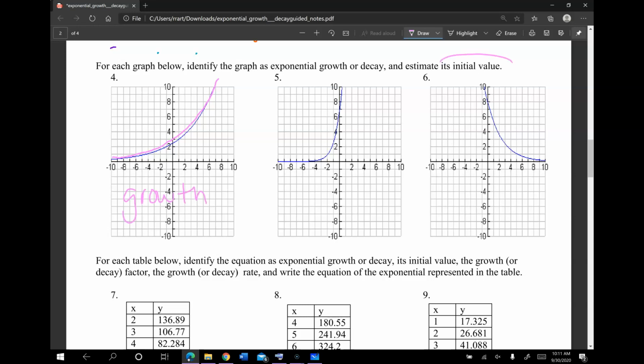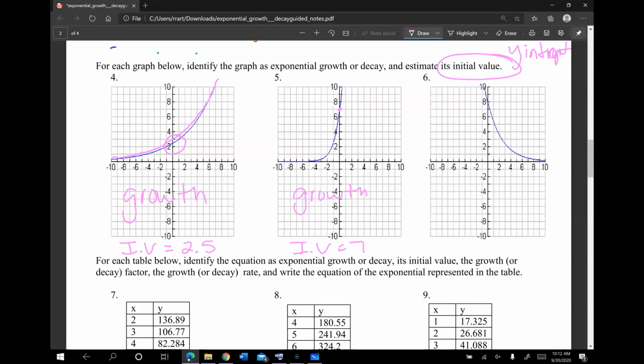Your initial value on a graph is your y-intercept, okay? Your y-intercept. Where does it cross the y-axis? It crosses right here. We're going to call that 2.5. So my initial value is 2.5, okay? Number 5, all right? It's going up, so that's a growth. You want your initial value. Where does it cross the y-axis? It looks like it's crossing at 7 right there. So my initial value here is 7, okay?